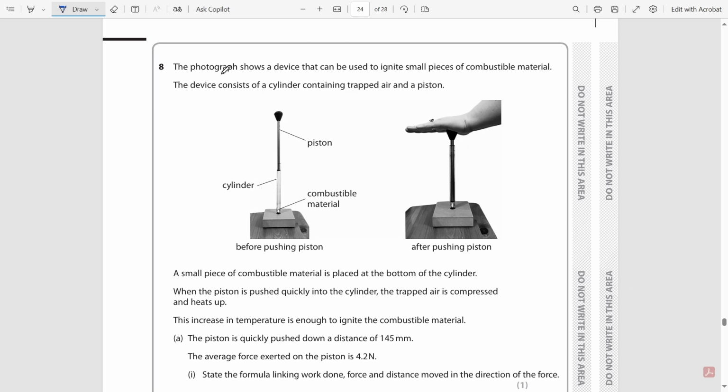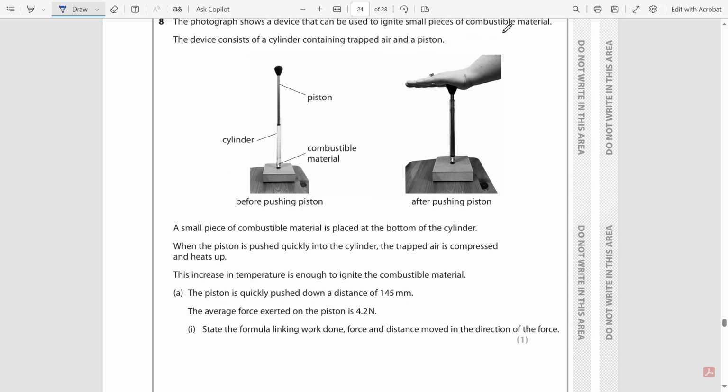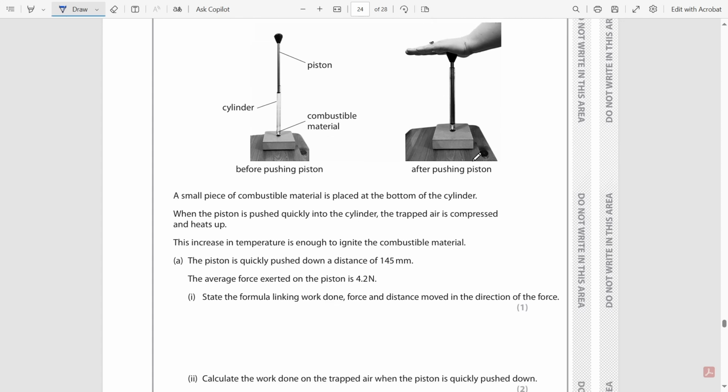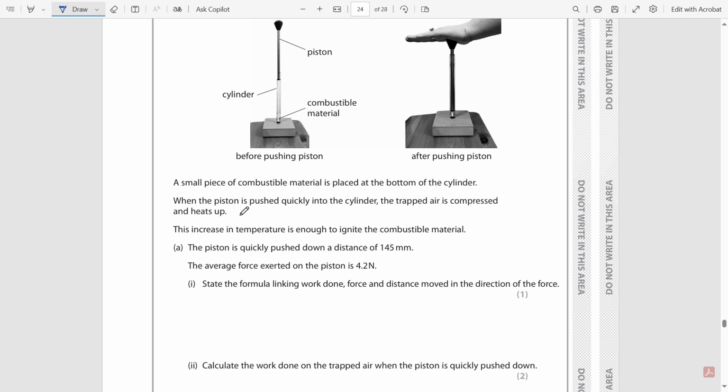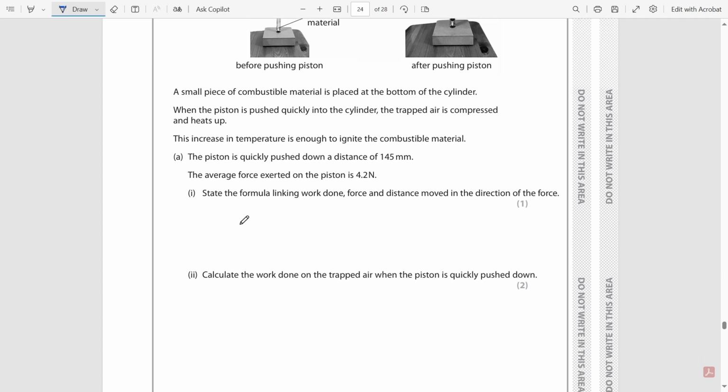Oh, what's this? The photograph shows a device that can be used to ignite small pieces of combustible material. The device consists of a cylinder containing trapped air and a piston. A small piece of combustible material. The piston is quickly pushed down a distance of 145 millimeters, while the average force exerted on the piston is 42 newtons. Thank God you said that. Wow, this makes it so much more obvious.